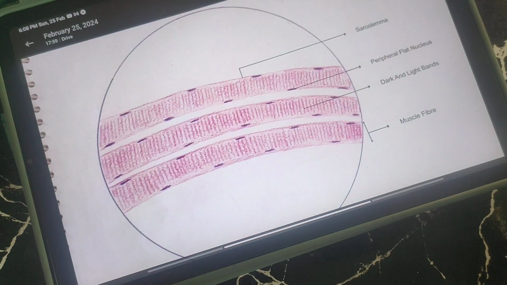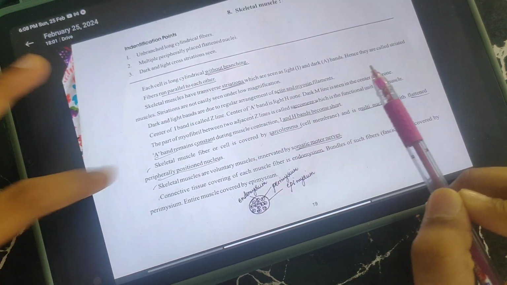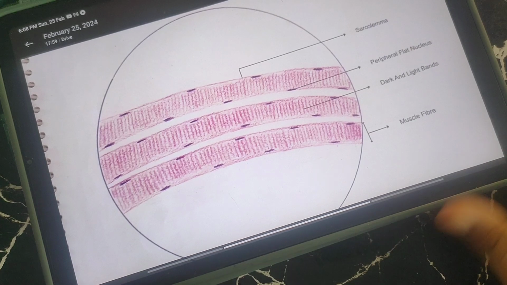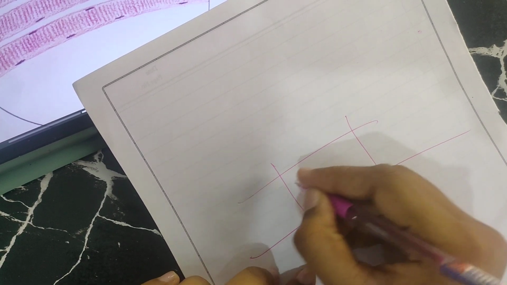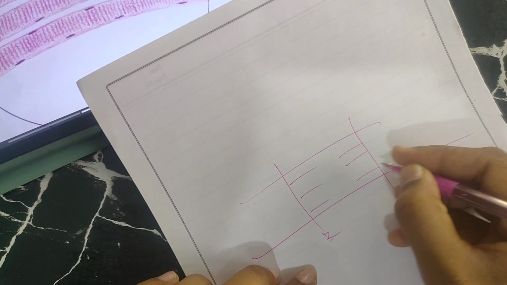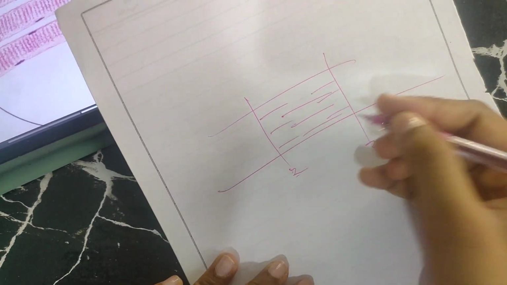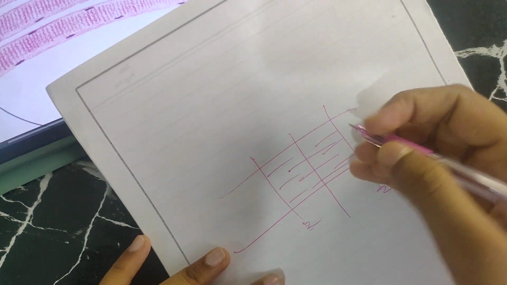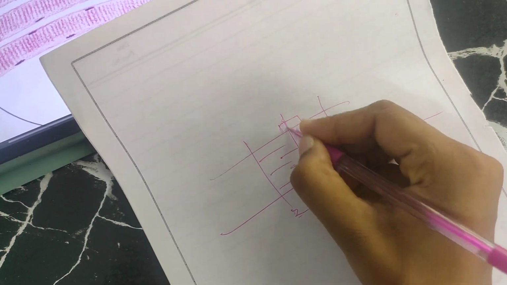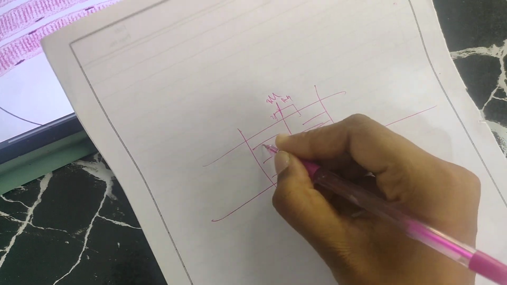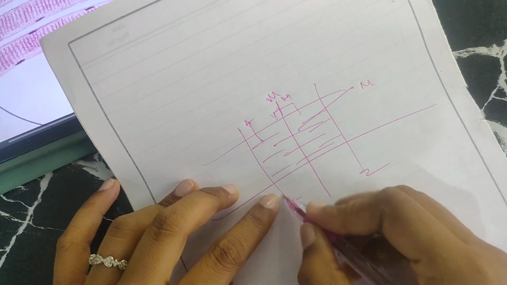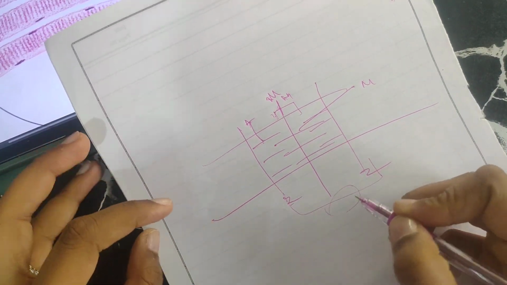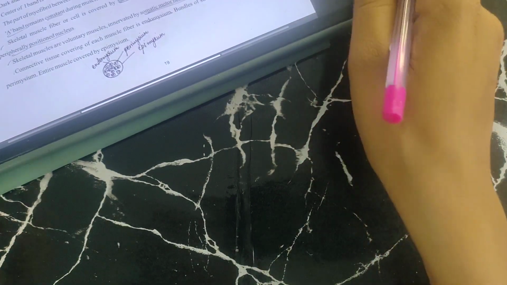Actin and myosin filaments, as already said. I'll draw and show you. This is a unit of muscle, the sarcomere, between 2 Z lines, and here the actin filaments will be there. In between, myosin filaments will be there, and here the H zone will be there. Here the M line will be there. This is the M line, this is the H zone. These are actin filaments, and the middle ones are myosin filaments. This entire thing is a sarcomere, which is the structural and functional unit of muscle.